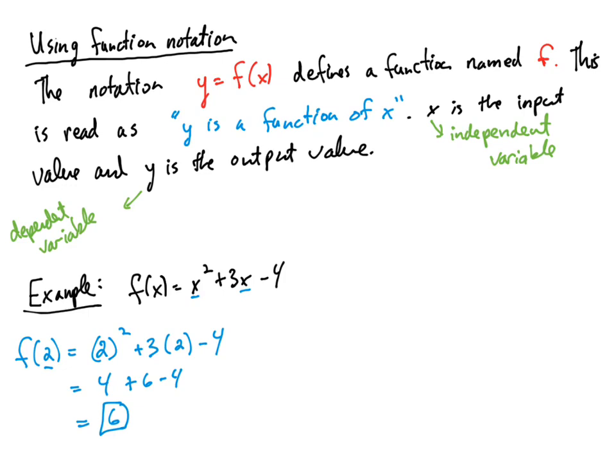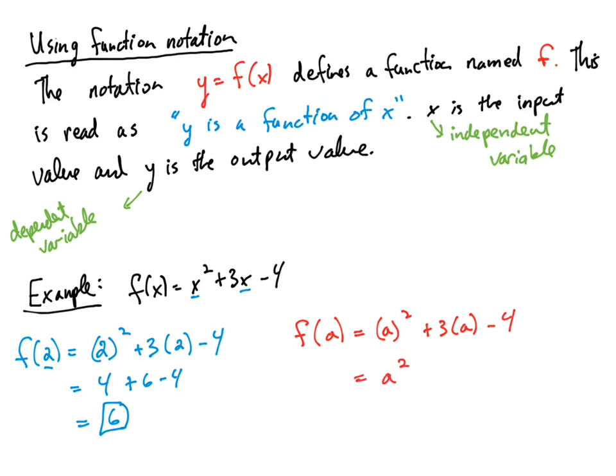Another way of thinking about this is 6 is dependent on the 2 that we input. All right, let's do another one. Now, in the first example, we said f of 2, we input a constant value. We can also input a different variable. So how about f of the letter A? Okay, so this just means we're going to input A wherever we see the x.